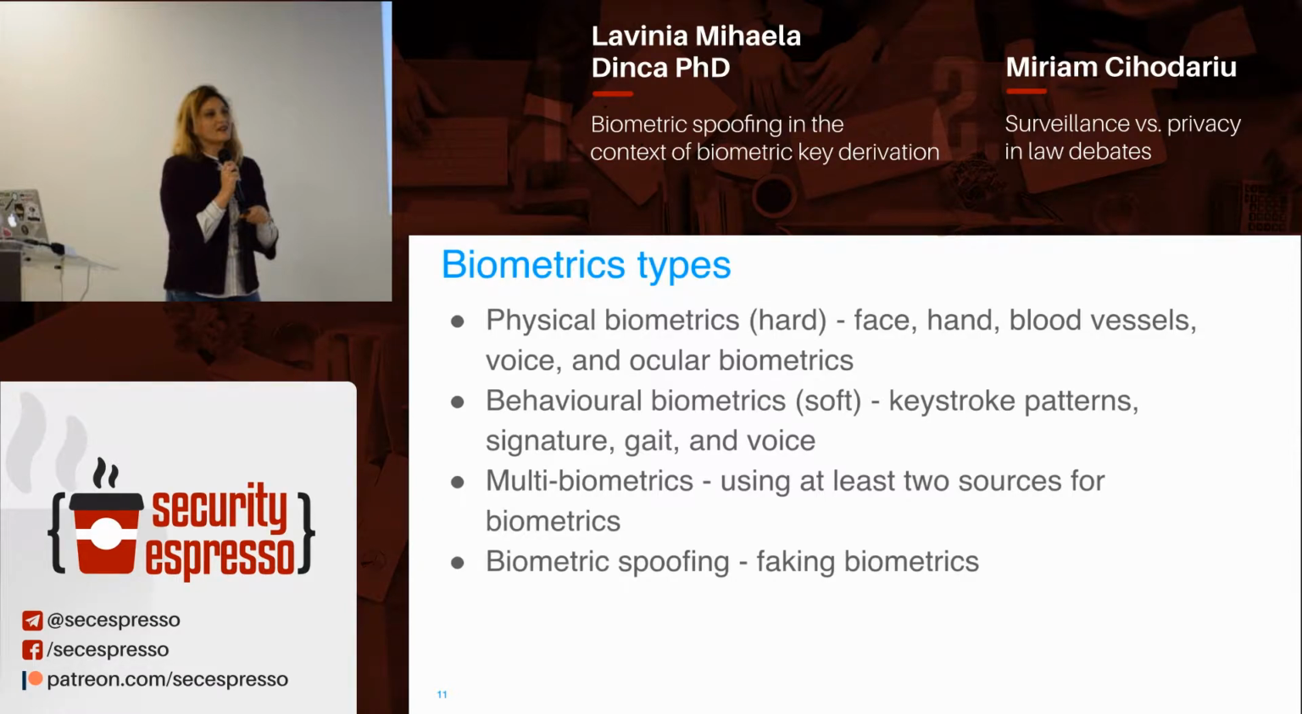The term multi-biometrics refers to using at least two sources for biometrics. Don't think that it's two different traits. If I have, let's say, my left index and my right index, these are two fingerprints, so two sources of biometrics. You can even have two different sources from one fingerprint if you use two different sensors, let's say the normal sensor and a thermal sensor. Then you have two sources from the same trait. So this is multi-biometrics. Biometric spoofing is the fancy word for faking biometrics.